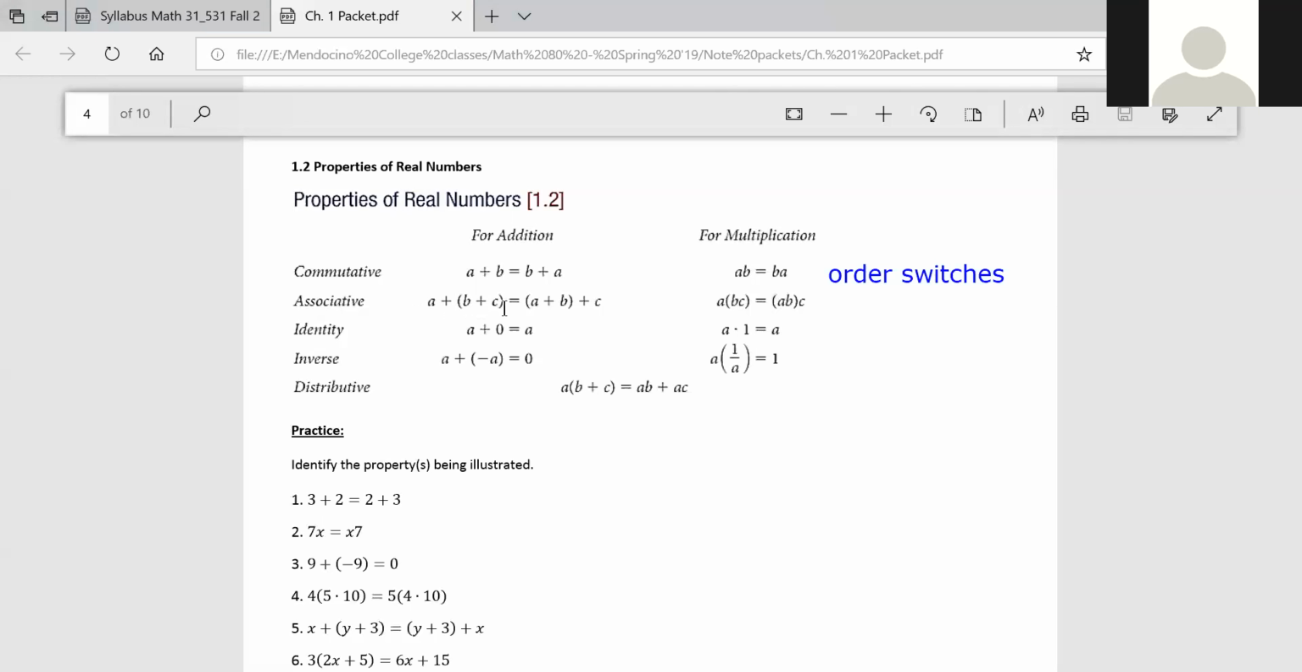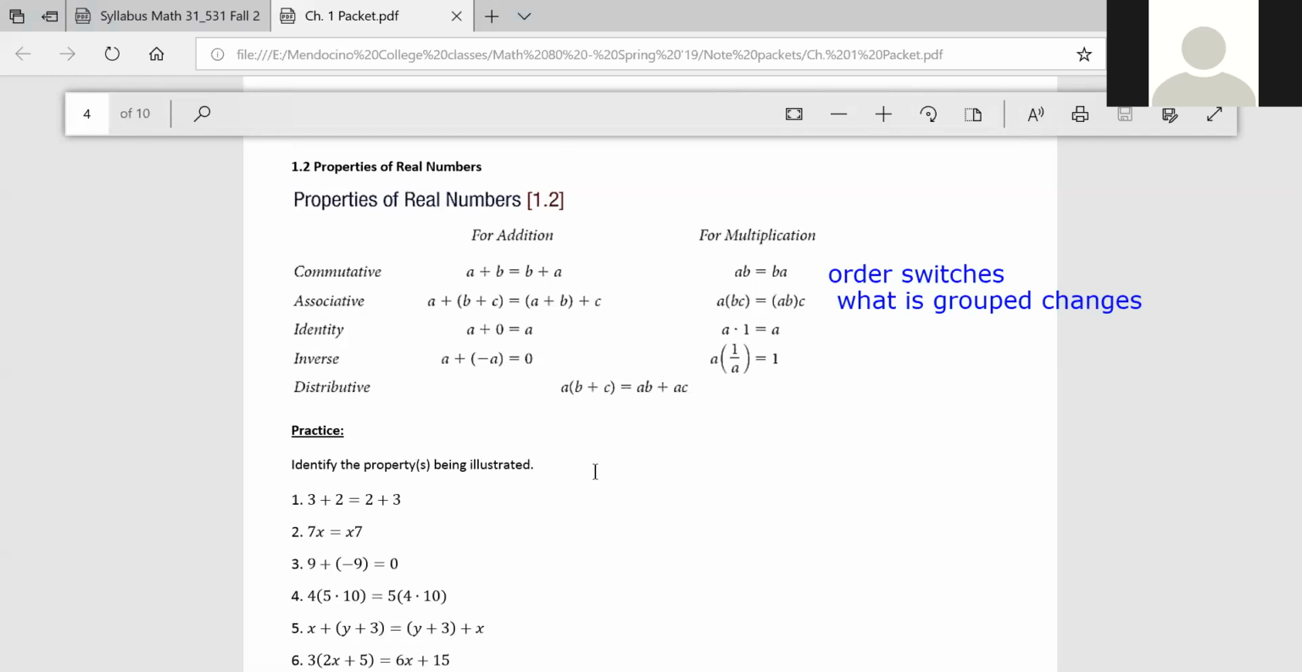So you can see it says A, B, C, and then A, B, C. So the order hasn't switched there. But what's changed is the grouping, the parentheses. So what is grouped? Switches or changes. So the letters don't, but what's been parenthesized does. Right. This part I felt confident with. Good.